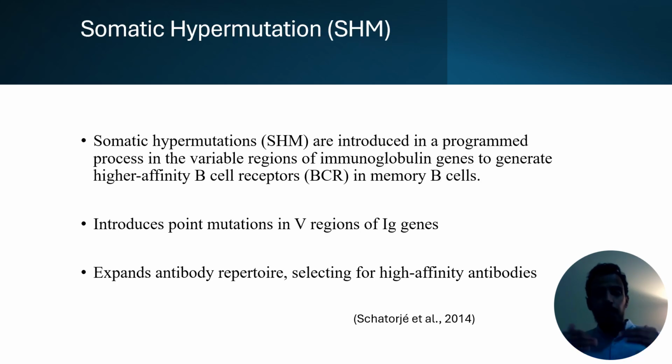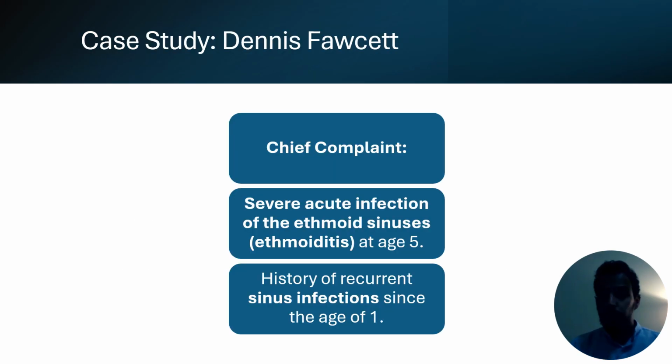The second important mechanism is somatic hypermutation. Somatic hypermutation is a random process that introduces mutations into variable regions of immunoglobulin genes in mature B cells. This mutation can change the binding specificity and affinity of antibodies, which expands the antibody repertoire and selects for high affinity antibodies. Let's move on to talk about a case involving a young patient.